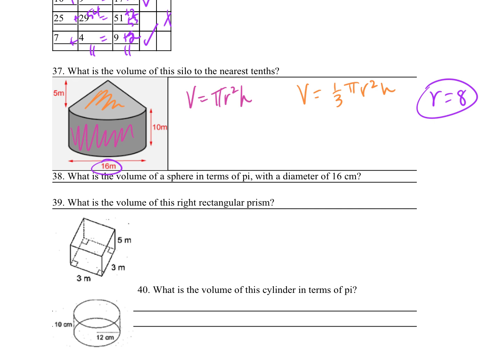The heights change. So for the first one, it's going to be pi times 8 squared, and my height is 10. For my second one, the volume is 1/3 pi. My r is the same, 8 squared, but this time my height is 5. So it says nearest tenths, so I'm going to plug all of that into my calculator, and I'm going to add these two together.